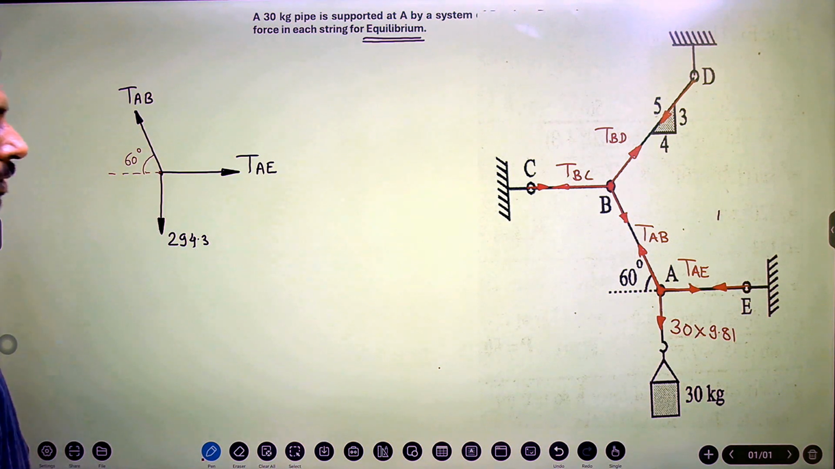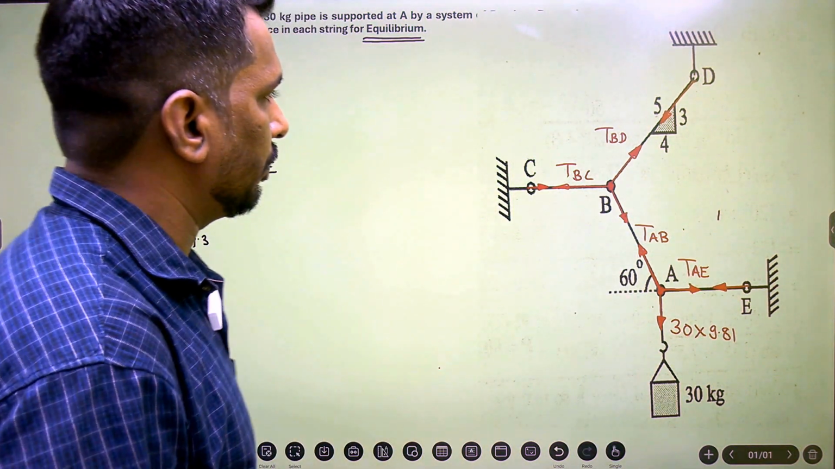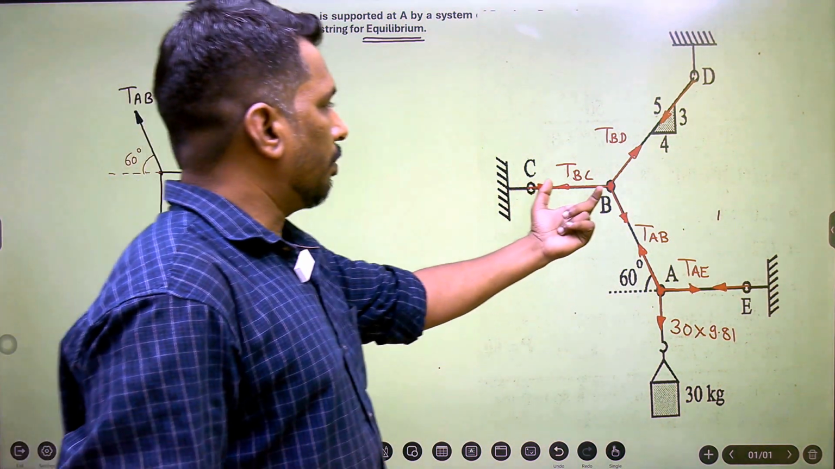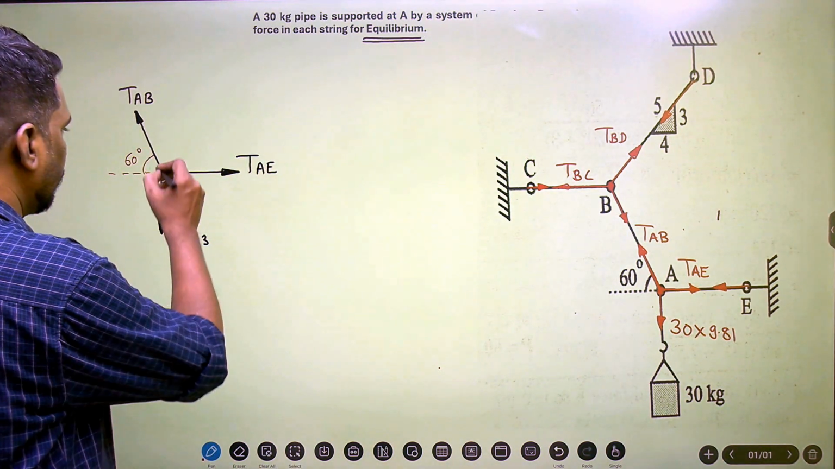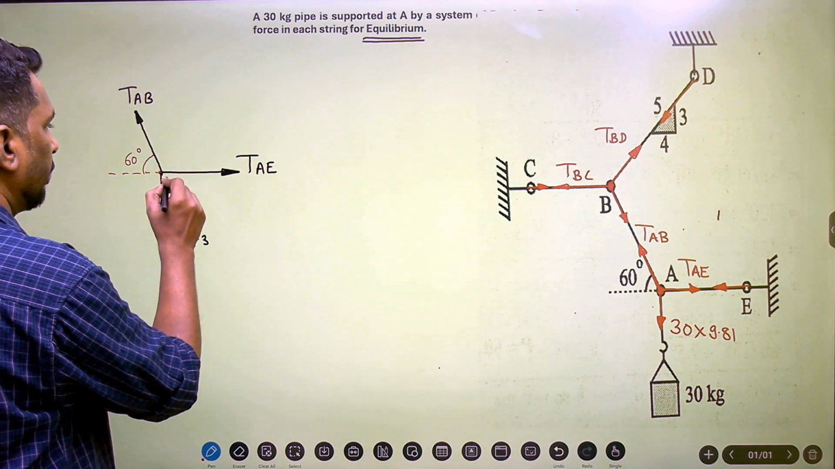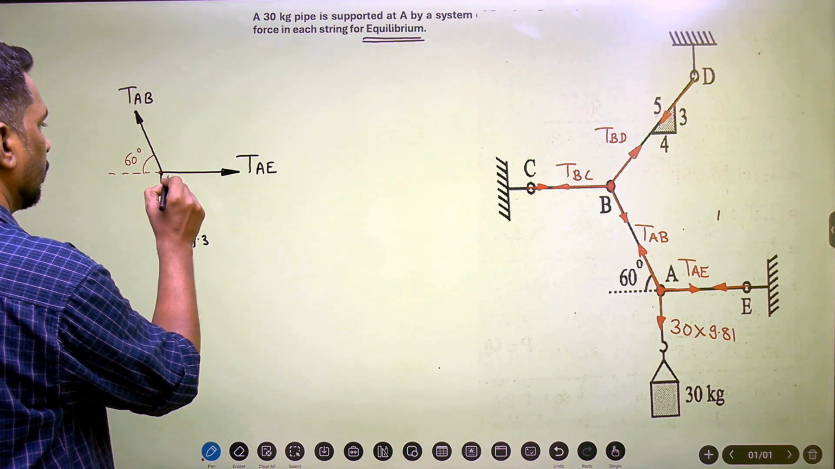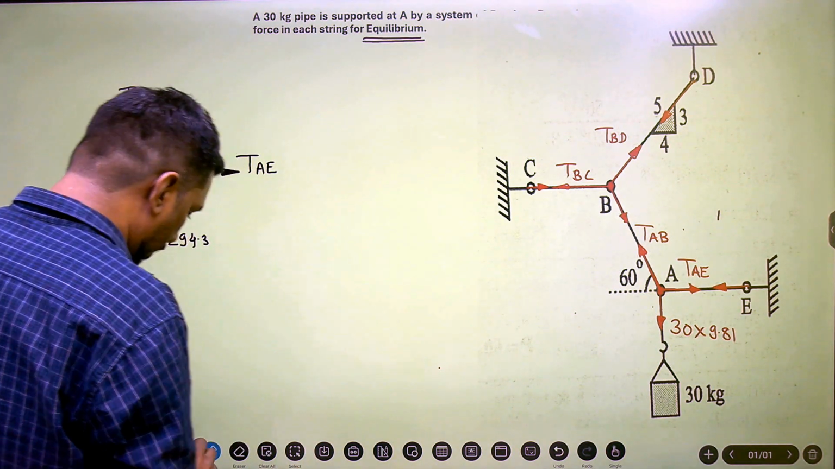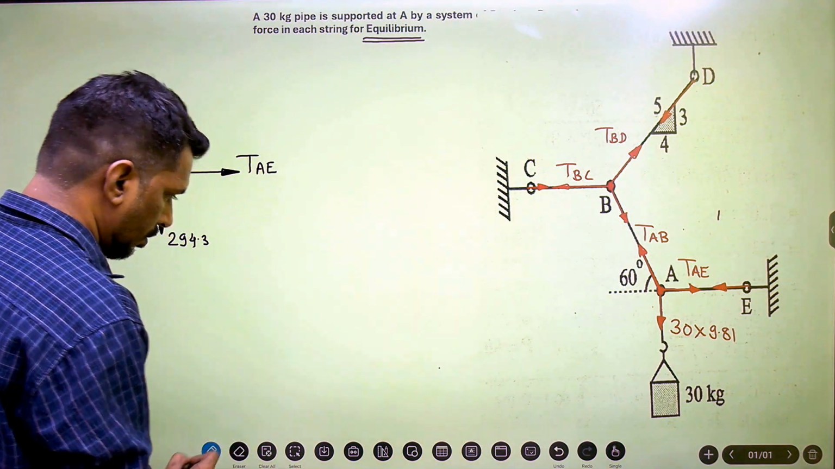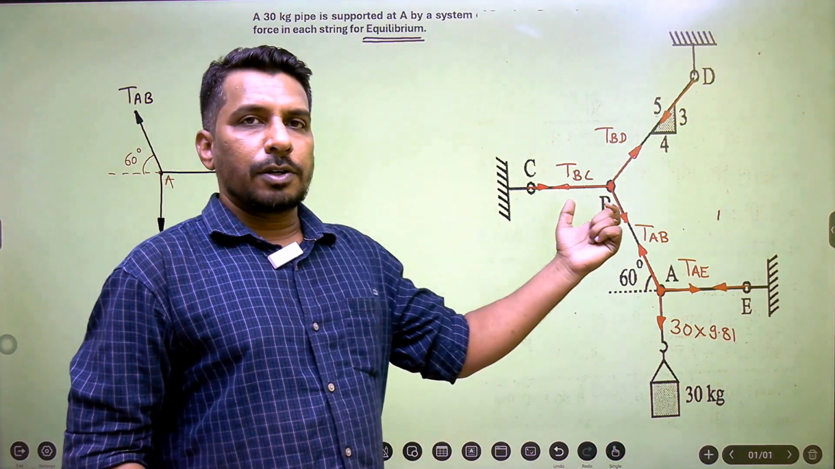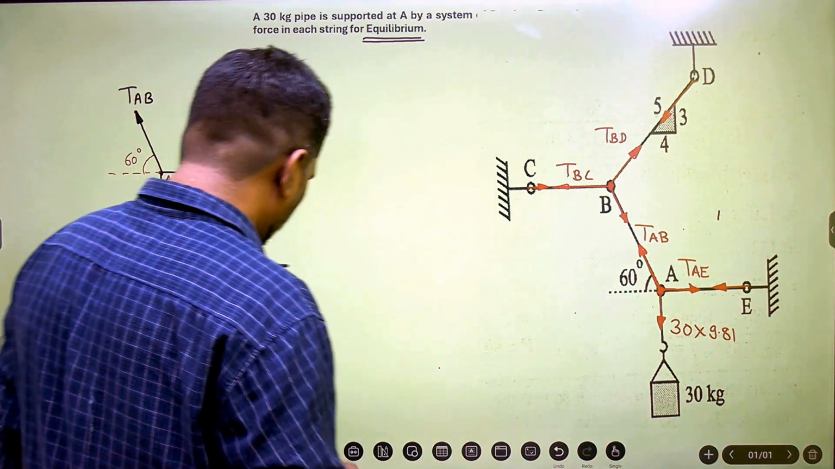So this is 60 degree as given in the question. Now I'll draw FBD for the B point. So this is A, this point is A. Now same thing I'll do for the point number B. Now I'll draw FBD for the point number B.